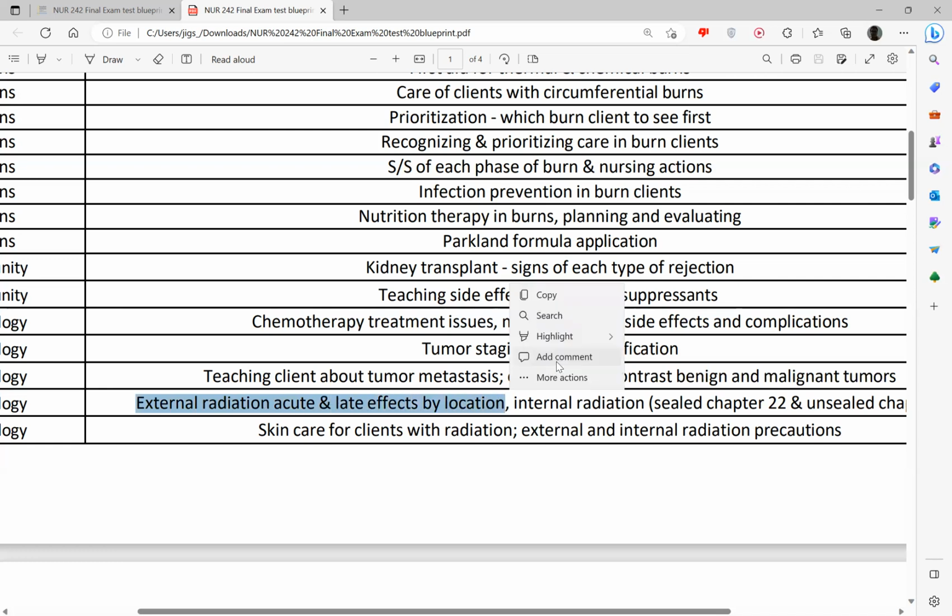Radiation. Side effects will be based on the location. In radiation, are the side effects systemic or local? Mostly local. Let's say I have radiation to the abdomen. What complications could I have? So acute versus late effects. What could I have years or months after the radiation to my abdomen?